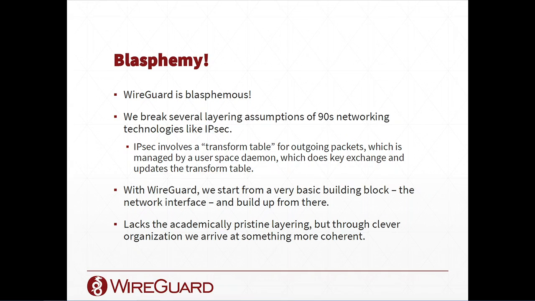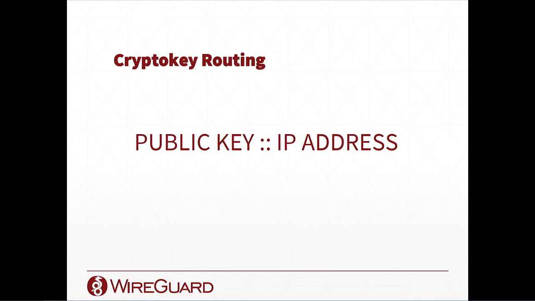And so we just do away with the layering, which is wrong in a lot of ways. But we start from this contradiction: what if we just get rid of the layering, make it all a network interface, and then we try and come up with interesting crypto solutions and interesting engineering solutions to work around the contradiction. So the fundamental thing that makes this possible is what's called crypto key routing, where we have a relationship between a public key and an IP address.